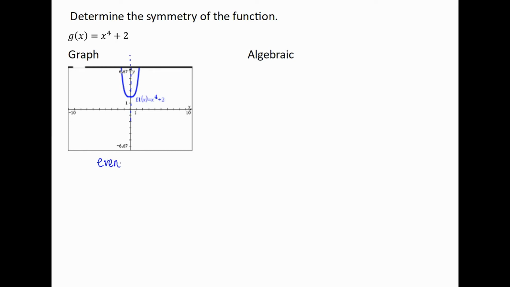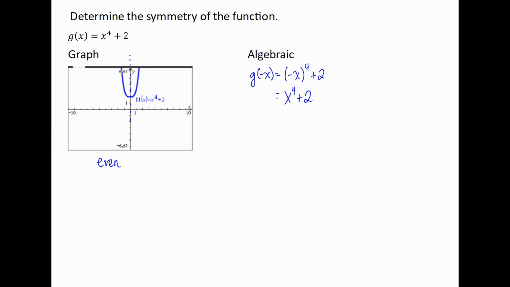All right, now we're going to come over here to our algebraic side, and we're going to go g of negative x. So g of negative x, that's what we're taking a look at. And so this is going to say negative x to the 4th plus 2. A good way to think about negative x to the 4th, well, we're only worried about the sign, really. So negative times a negative times a negative times a negative. That is a positive x to the 4th, and then nothing changed to the 2.